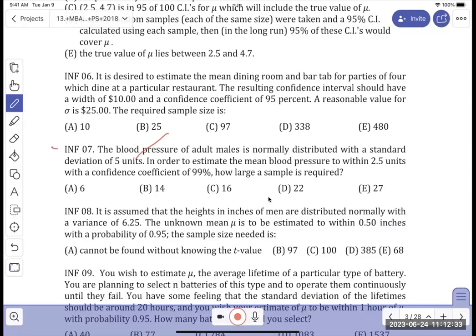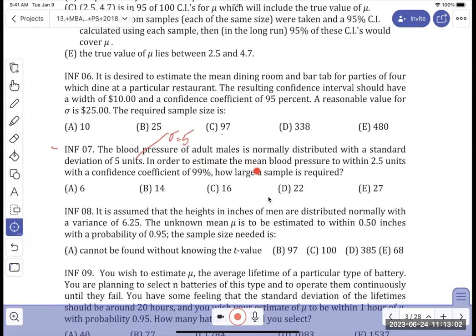Markel thinks it's a sample. Anybody differ? Is it a sample result, or is it a population result? I believe it's population because it's not specifying that it's a sample. Okay, so it needs to say these are the sample results, right? Here it says the blood pressure of an adult male is normally distributed with standard deviation 5. So that is the population result. So this is sigma.